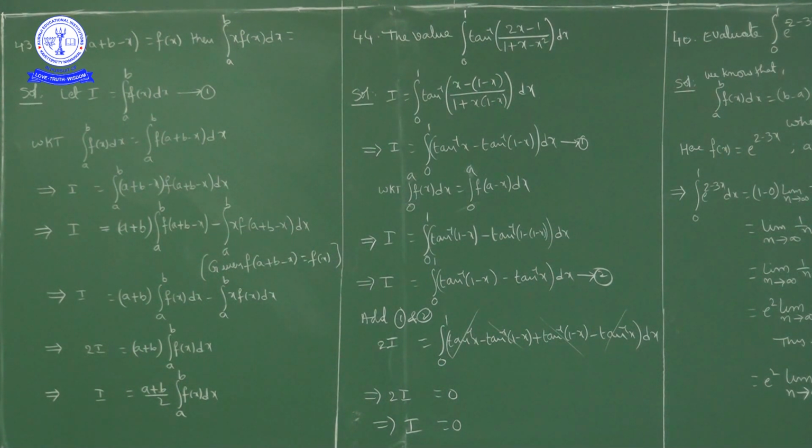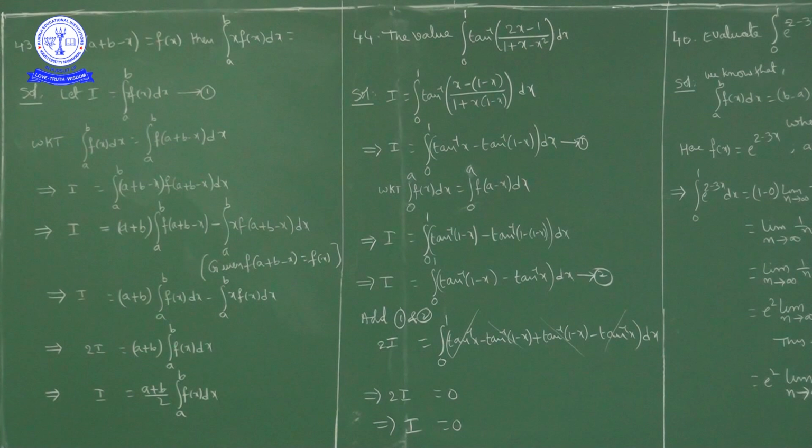Okay, now here tan inverse of 2x minus 1 upon 1 plus x minus x square. So here 2x minus 1 I'll write as x minus of 1 minus x upon 1 plus x minus x square. I'll take x common in these two terms, x into 1 minus x. Now it is of the form tan inverse of a minus b upon 1 plus ab. This is nothing but tan inverse a minus tan inverse b form. So I is equal to integral 0 to 1 tan inverse x minus tan inverse 1 minus x dx.